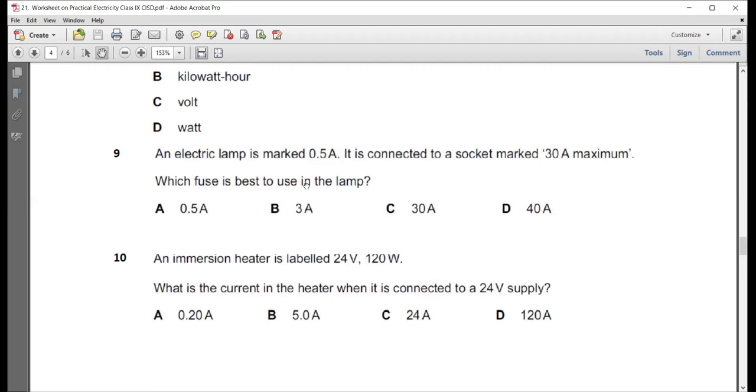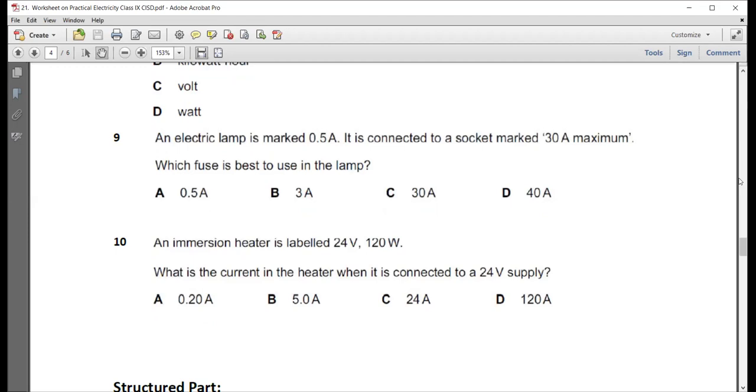120 divided by 24, sir. Simple. Power by voltage, right? We are going to find the current. That will be I equals P by V. So it will be 5 amperes. B. So all the MCQs are done.